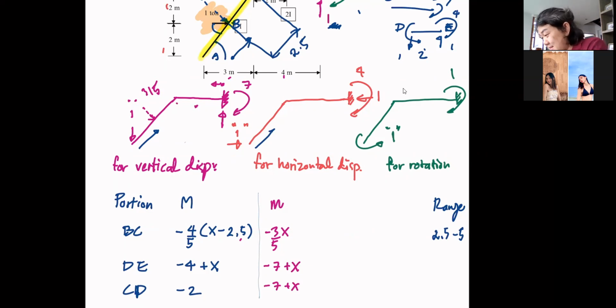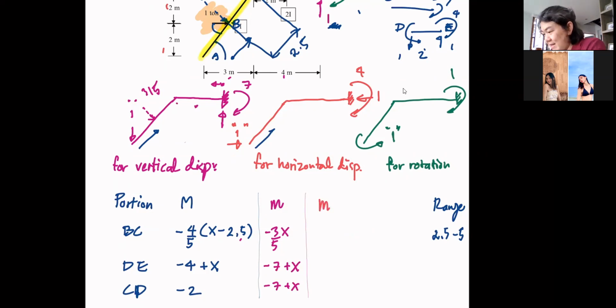Okay, and let's put a barrier here. Let's move on to the next load case. That is the horizontal displacement. Horizontal displacement.